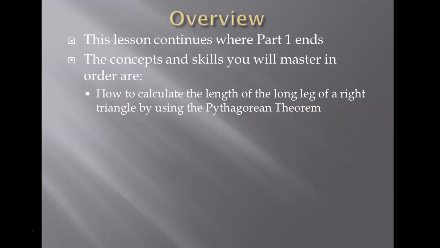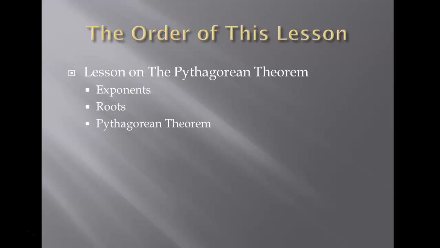This lesson continues where Part 1 ends. The concepts and skills you will master in order are how to calculate the long leg of a right triangle by using the Pythagorean theorem. And the long leg of a right triangle is called the hypotenuse. In order to use the Pythagorean theorem, we're going to be discussing three things in order: exponents, roots, and the Pythagorean theorem.